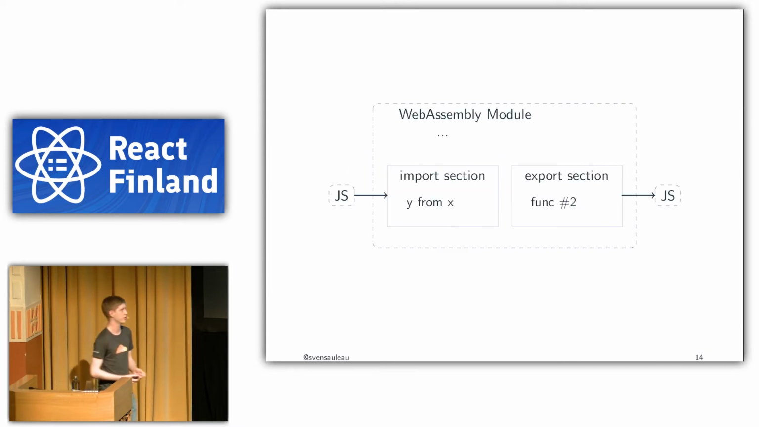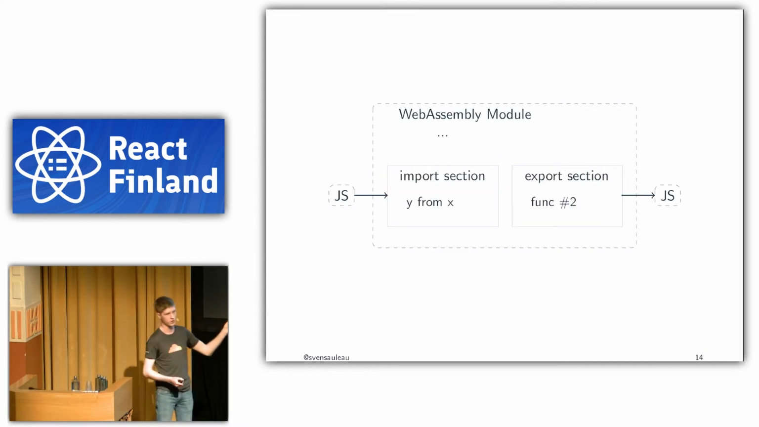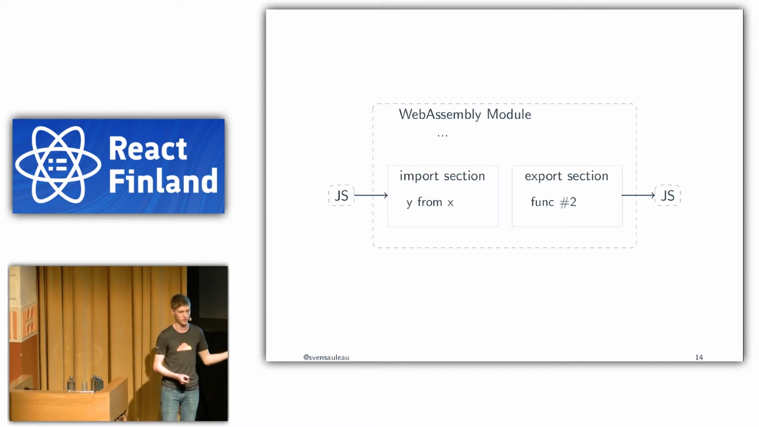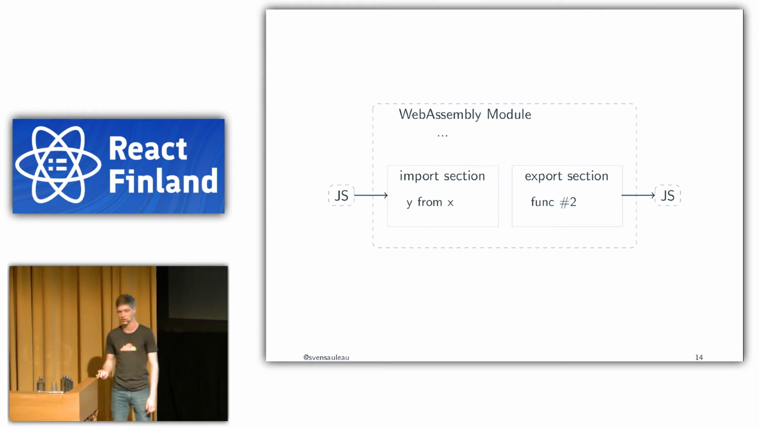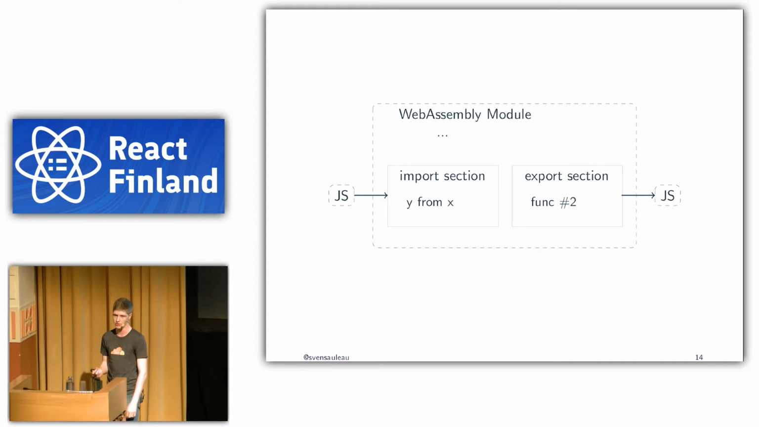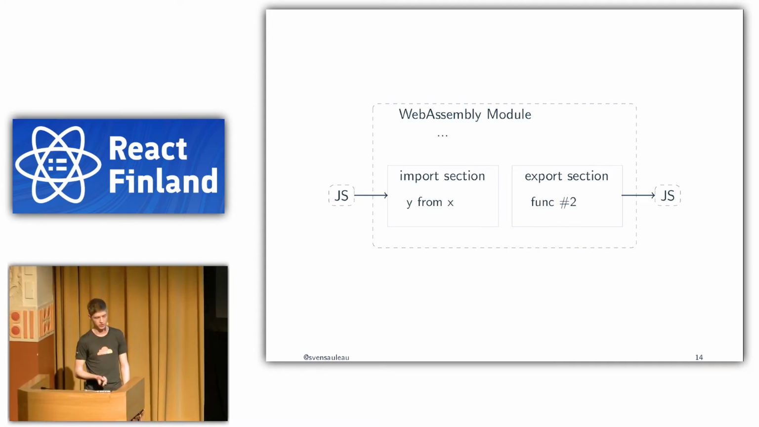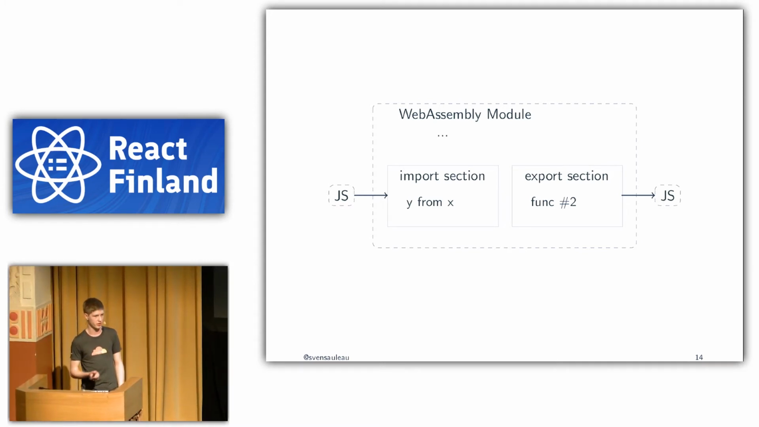But what you know is that WebAssembly has two important sections for you: the import section and the export section. These specify the interface of the module. In the import section, you can import any JavaScript function, any JavaScript value. In the export section, you can export any WebAssembly value or any WebAssembly function, so that you will be able to call it in JavaScript, or you will be able to call a JavaScript function in WebAssembly.